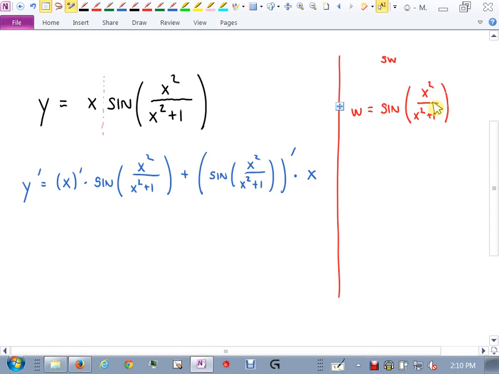So starting on the outside, what's the derivative here? So w prime would be cosine of what? x squared over x squared plus 1. But then chain rule says times the derivative of what was in there, right? But that I might need some scratch work for, right? So right below this, I have another scratch work. What's the derivative of x squared over x squared plus 1?